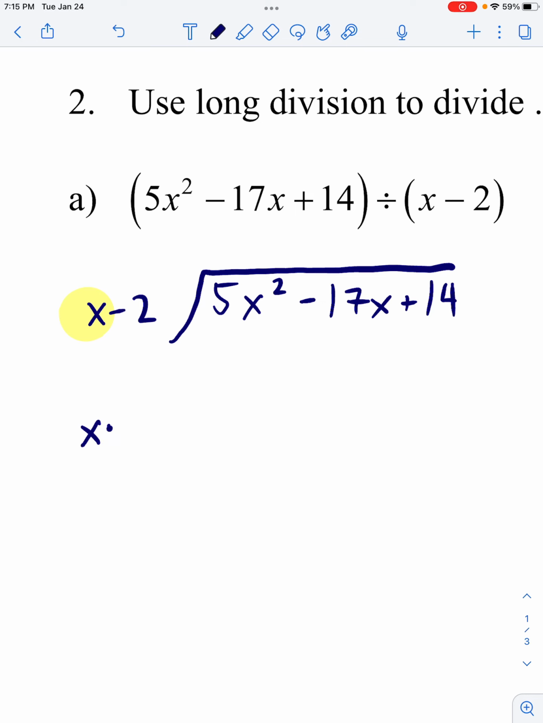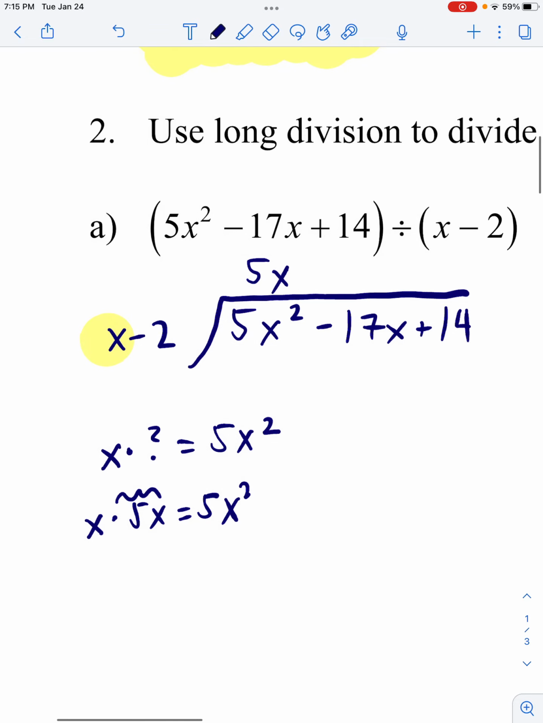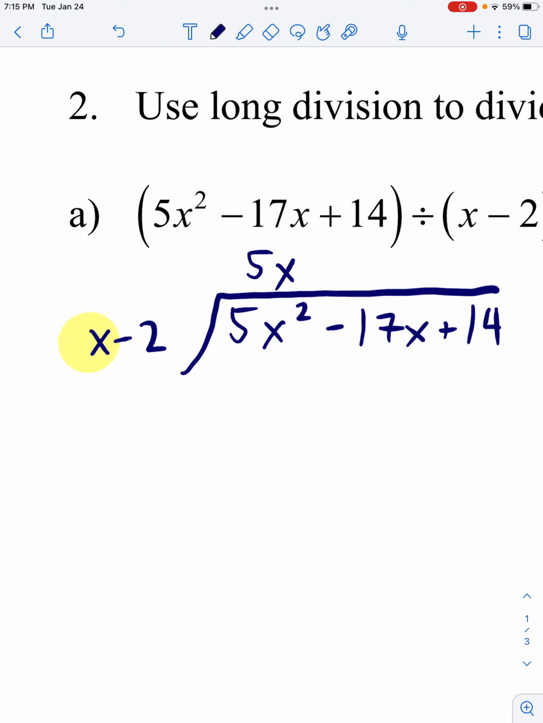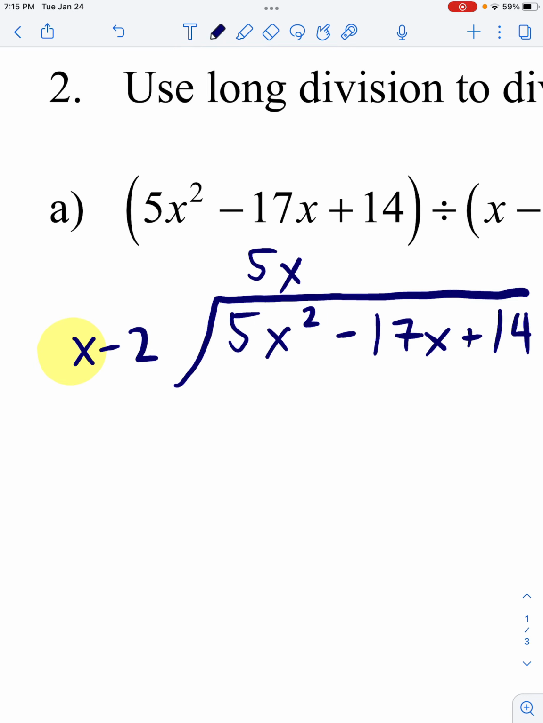X times what gives me 5x squared? Well, the answer to that is 5x. X times 5x equals 5x squared. So what we do is we write this result up, that number that we have to multiply x by to get 5x squared, right above 5x squared. That's our first step, very similar to what we did in 4th grade.